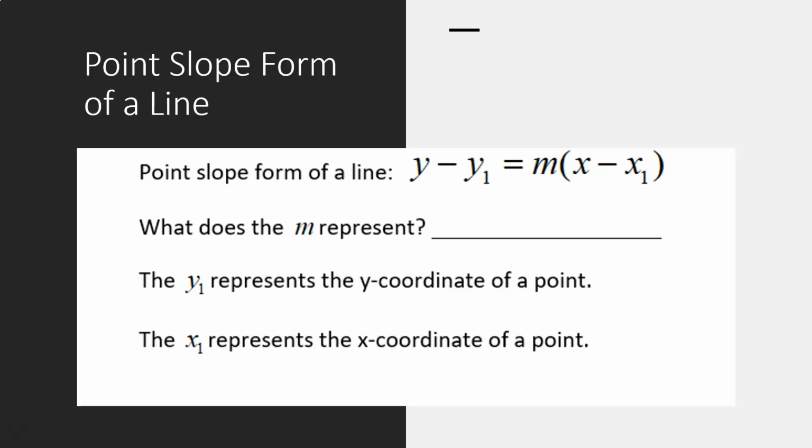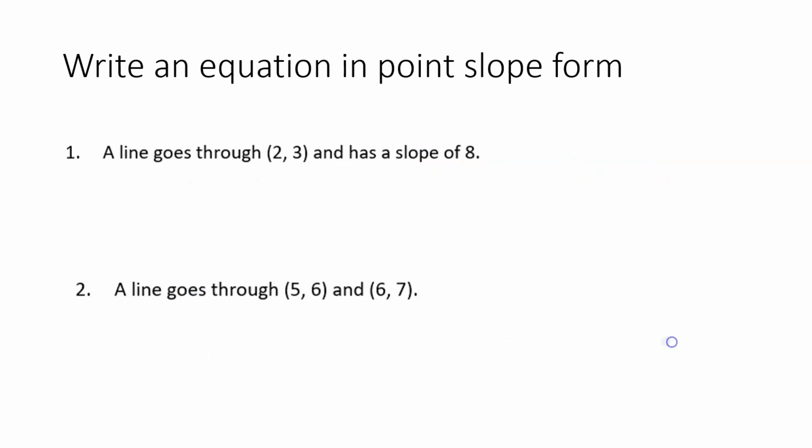All right, so the m is still the slope, and y sub 1 represents the y coordinate of a point, and x sub 1 represents the x coordinate of a point, the same point. You have to take them from the same point. So let's look at some examples.